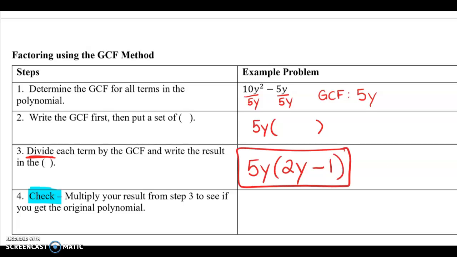I do suggest that you do a quick distributive property to check. So 5 times 2 gives me 10. 2 y's give me y squared. 5 times negative 1 is negative 5, and I bring the y over. So this checks out.